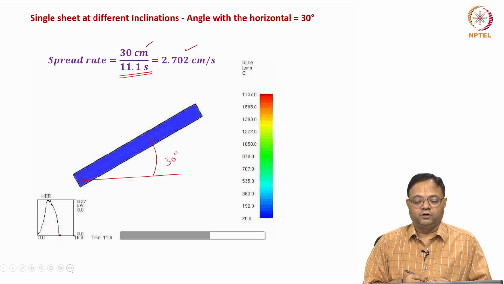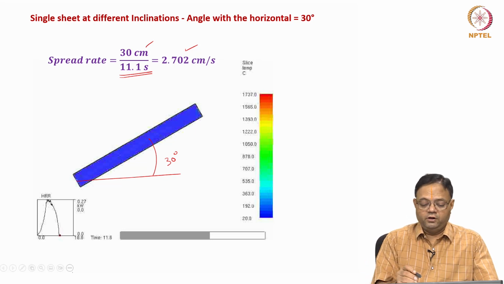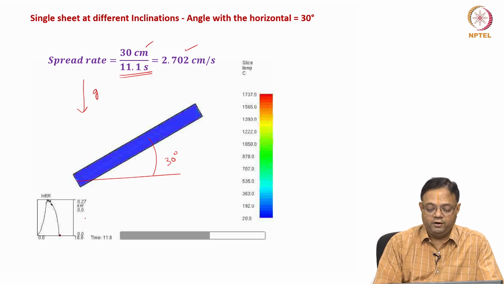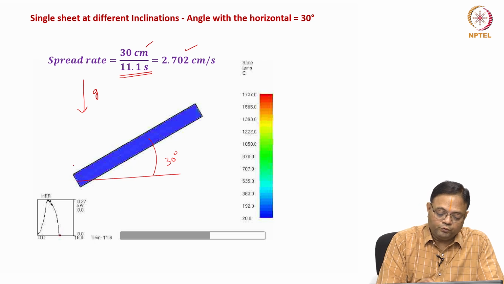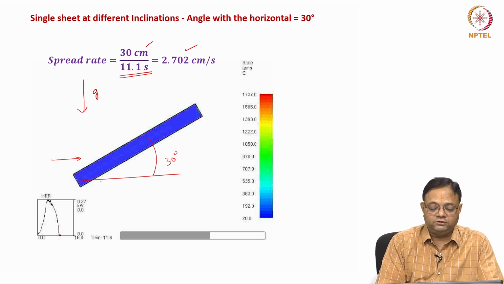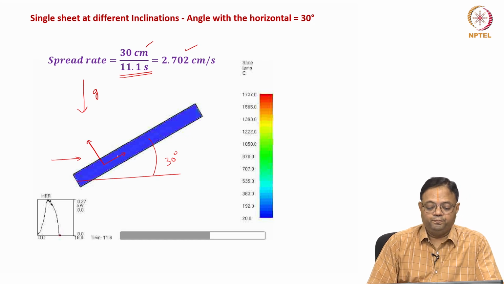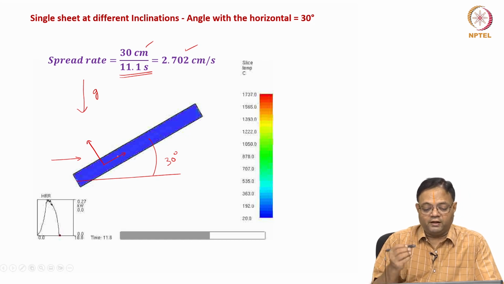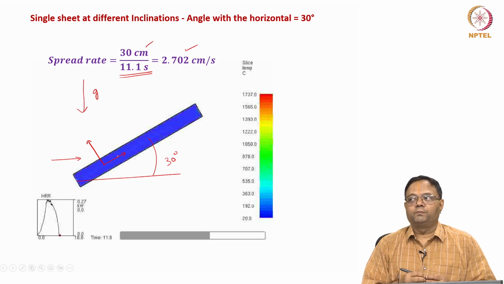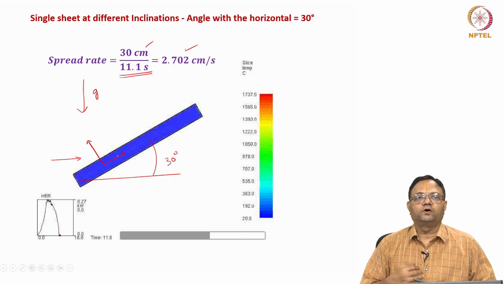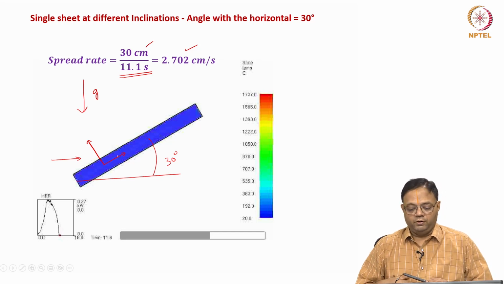So this is about the effect of angular orientation. You can see that gravity is always acting in this way, upside down. The acceleration, the air entrainment which is caused, now has two components: perpendicular to the sheet as well as parallel to the sheet. In the vertical case, there was only the parallel component present due to the buoyancy driven flow. Here there are two components. This is the cause for the reduction in the flame spread rate.